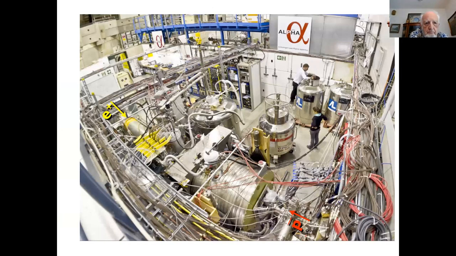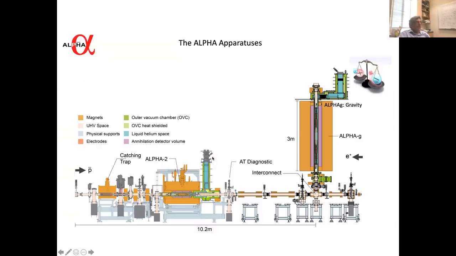This is a picture of the experiment. It's much more cluttered now, and we succeeded. We also made some land grabs, so we're a little bit bigger than this picture shows. But you can see the setup. Top left here is the antiproton source. That's a radioactive source. Comes this way. The antiprotons come from CERN, coming in here. And then in here is where we create antihydrogen and study it.